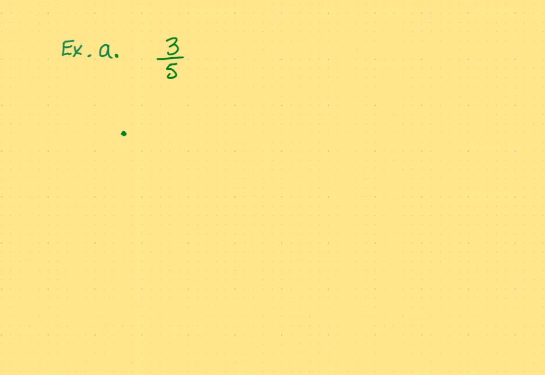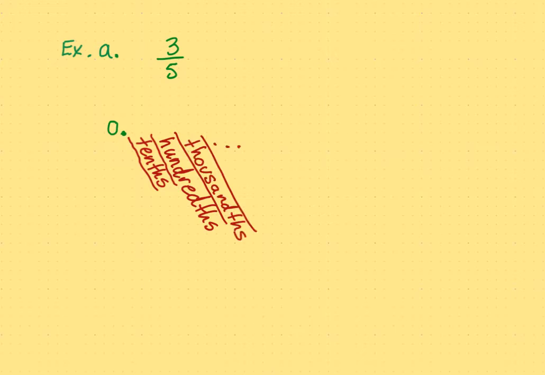Okay, so where is the fifths place? It's fifths, so it has to be to the right of the decimal, but where is that? Oh wait, we don't have one. We do have tenths, we have hundredths, we have thousandths. If we could express 3/5 as something over 10, we'd have tenths, or something over 100, we'd have hundredths. Let's just go with 10 for now.